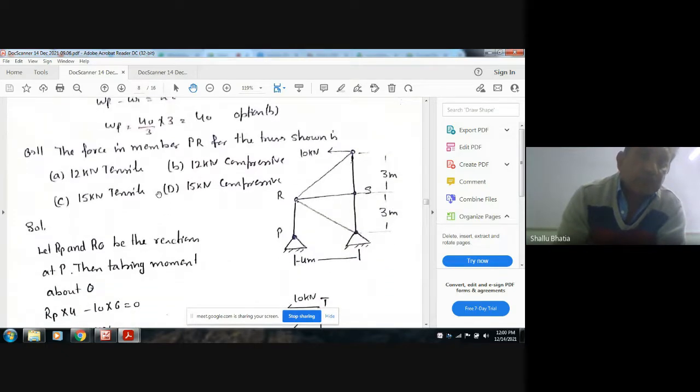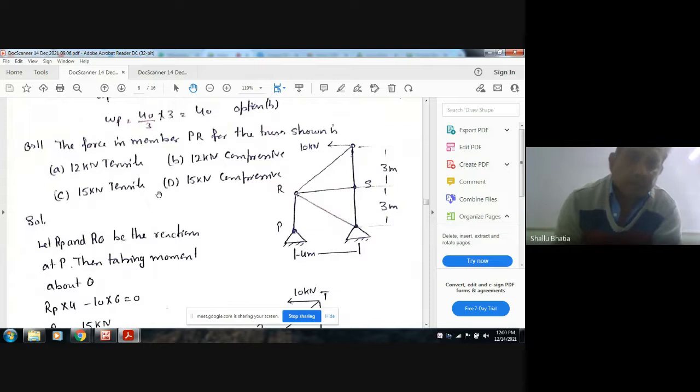The force in member PR for the truss is shown. You have to find out the force in this member of the truss shown. A 12 kilonewton tensile, B 12 kilonewton compressive, C 15 kilonewton tensile, D 15 kilonewton compressive.